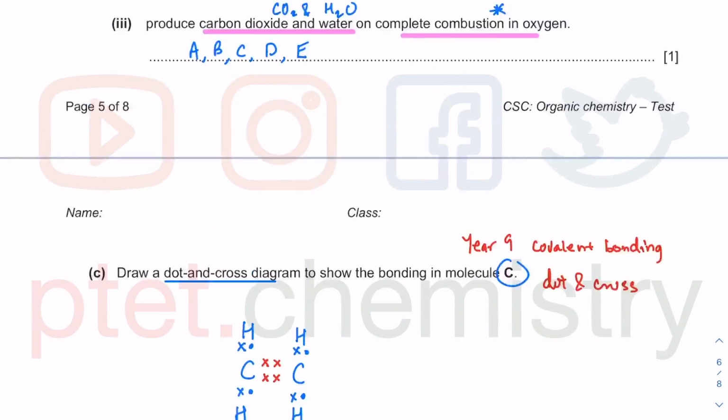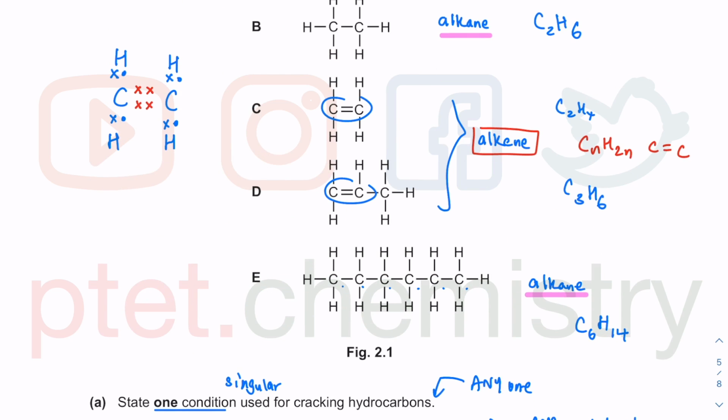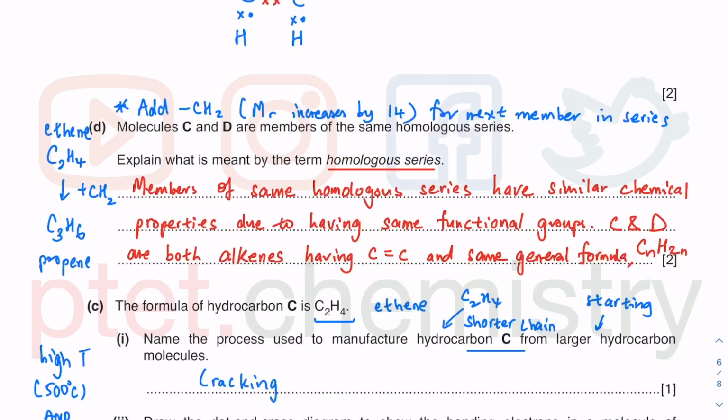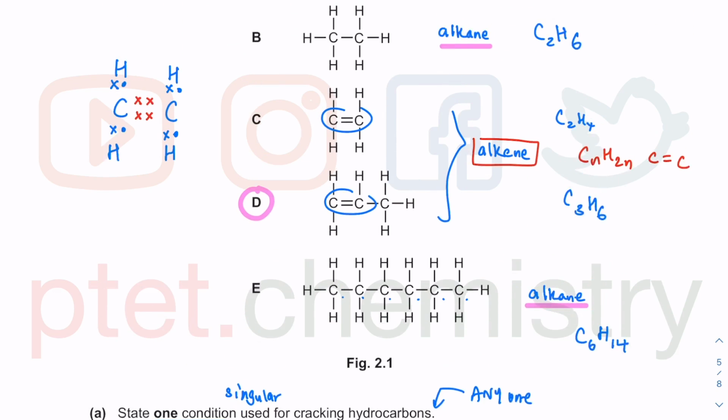I tell you what, let's make it interesting. Let's change this question to D. Let's say they want us to draw D, which is no longer C2H4 but is C3H6. So there will be a slightly different question.